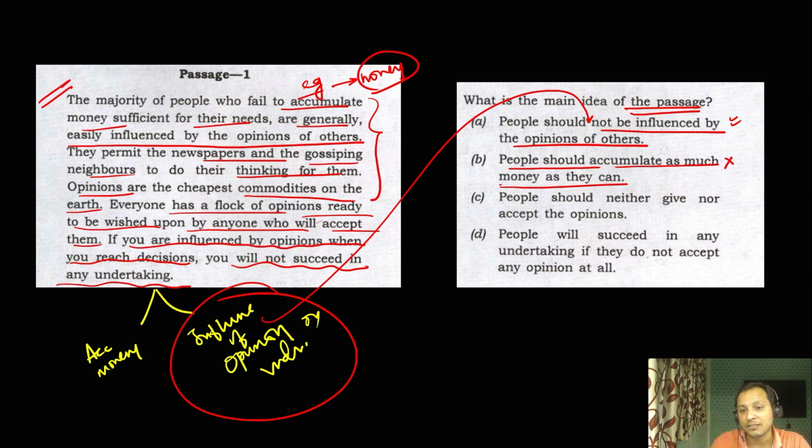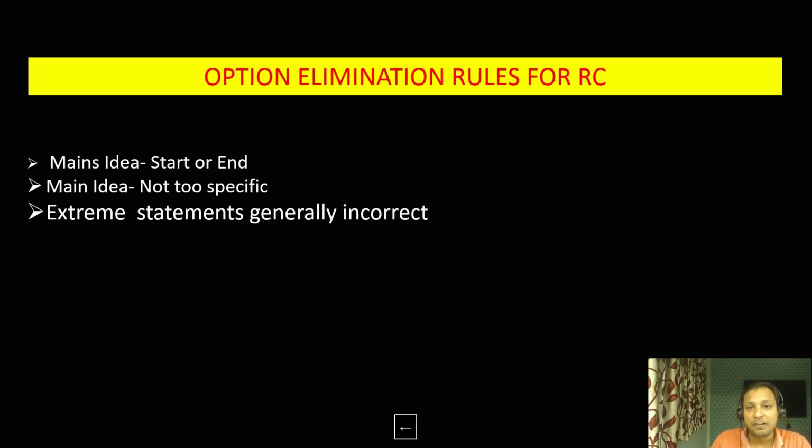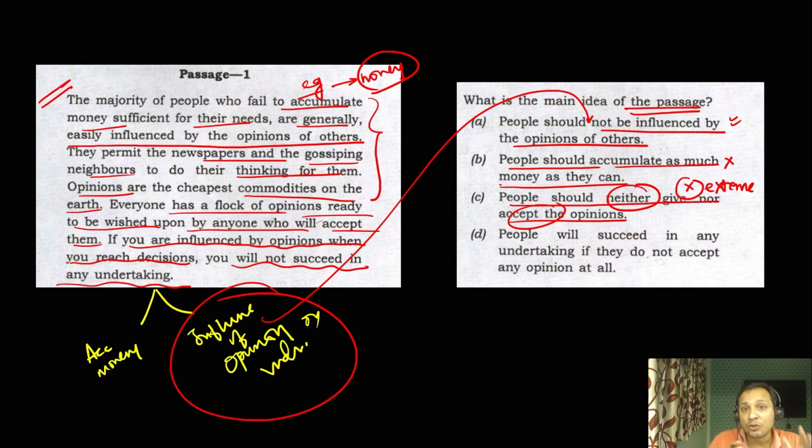It is about opinions. People should neither give opinion nor accept opinions. Guys, this is an extreme statement. As I told you, extreme statements are incorrect because it's saying neither give nor accept opinion. So the passage is not talking about that you don't give opinions or you don't accept opinions. It is saying about what? Don't only think just by opinion. Don't get carried away just by opinions.